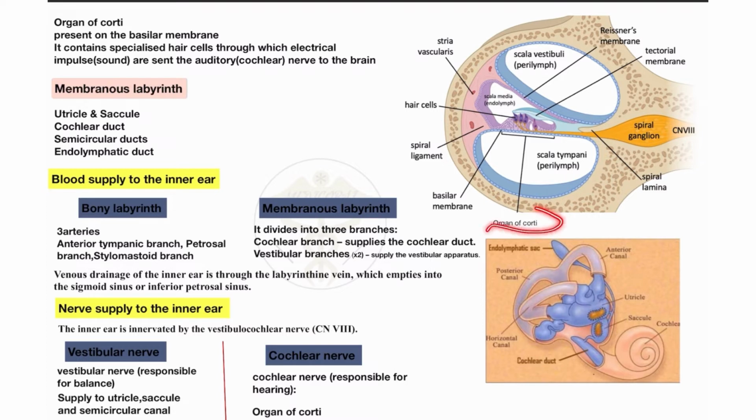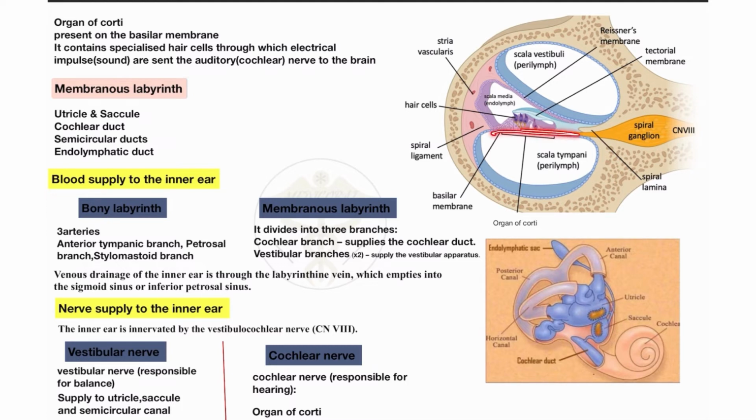First of all, the function of the organ of Corti is to help in hearing. This function is very important. The cochlea contains the scala vestibuli, scala tympani, and the scala media. Here you will see the scala vestibuli, and this membrane is called the tectorial membrane. Changes in the tectorial membrane cause hearing.